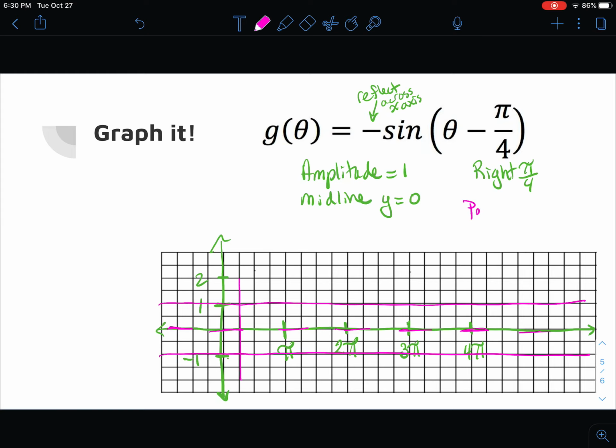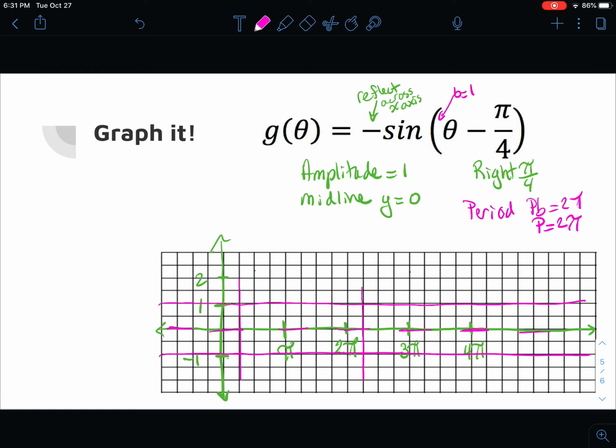Oh, and I didn't write here. The period is 2 pi over B. The B value, B equals 1. So nothing exciting here. So the period is just 2 pi. Okay. All right. So we're going to go from 1/4 pi to 2 1/4 pi, because isn't that a distance of 2 pi? So really for me, I have 8 little boxes in here.